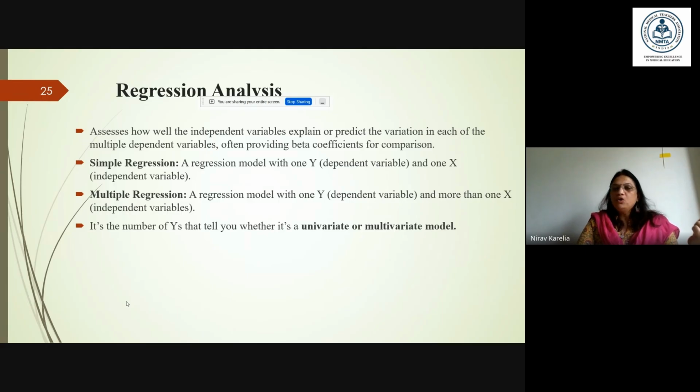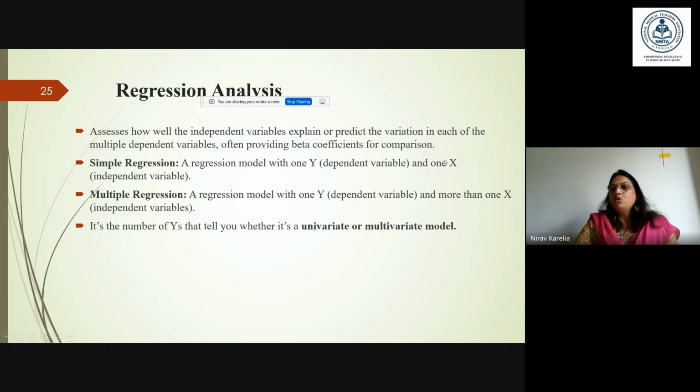It is the number of Y that tells you whether it is a univariate or multivariate model. In both simple and multiple regression, what is the common feature? My Y, the dependent variable, is one. So if you apply simple regression or multiple regression, it comes under univariate.